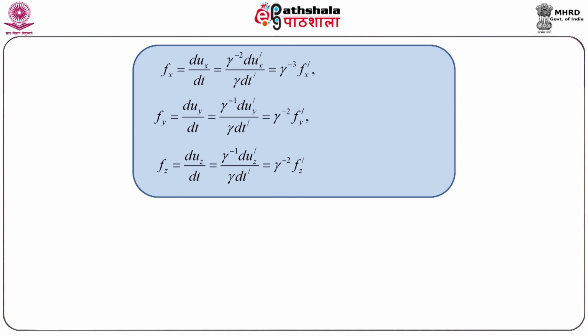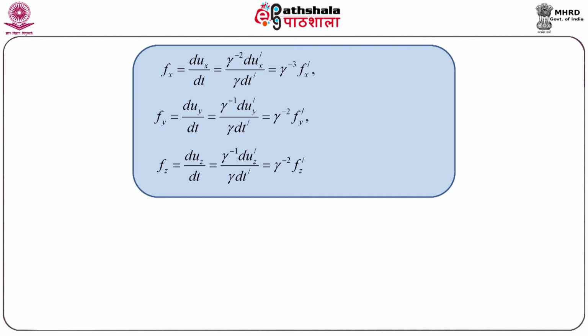Similarly, f suffix y, which is the component of acceleration along y direction in frame S, is d/dt of u suffix y. We have already obtained the expression for du suffix y, which is this one, and dt is this one. Substituting these and with some calculation we get this result. F dash suffix y gives the acceleration component in frame S dash along y dash axis.